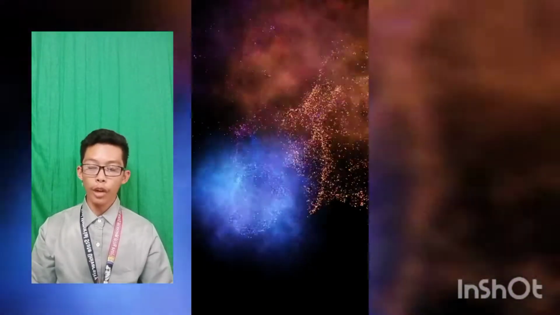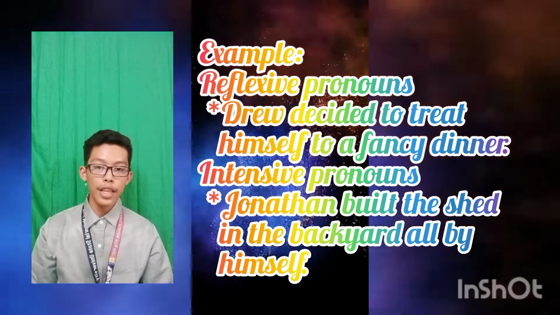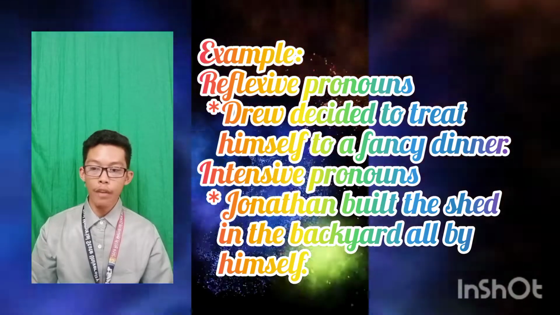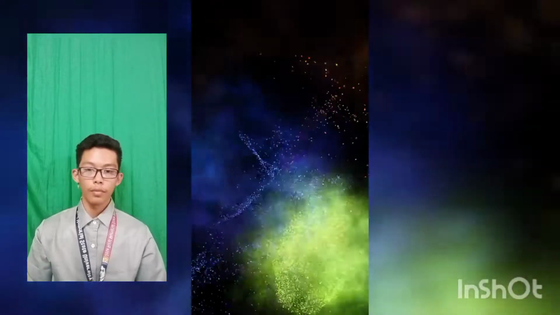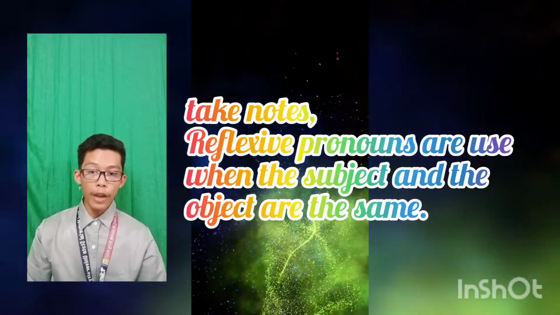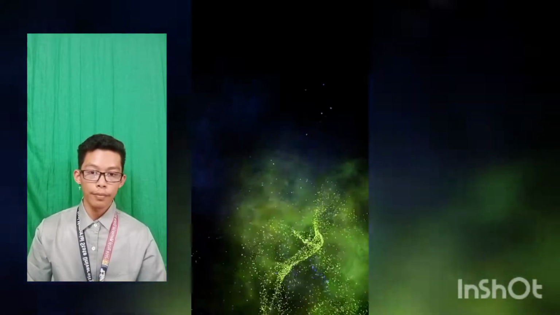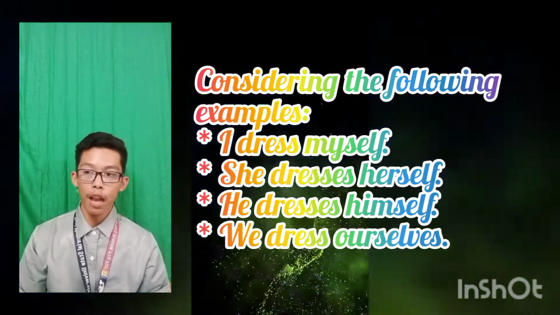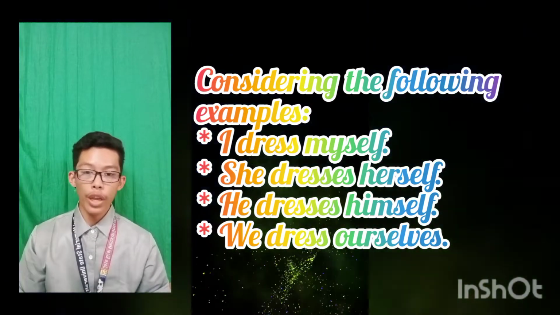Say for example, for reflexive pronouns, Drew decided to treat himself to a fancy dinner. And for intensive pronouns, Jonathan built the shed in the backyard all by himself. These are the basics of reflexive and intensive pronouns, and take note, reflexive pronouns are used when the subject and the object are the same. Consider the following examples: I dress myself, she dresses herself, he dresses himself, we dress ourselves.